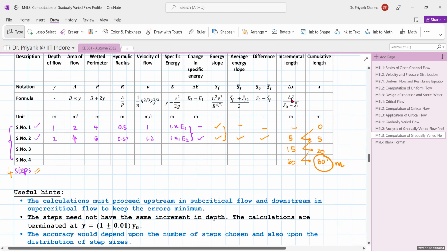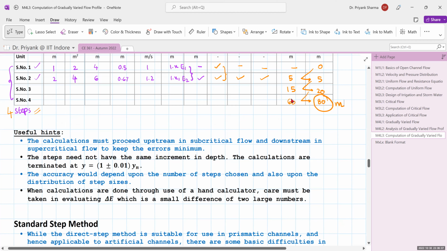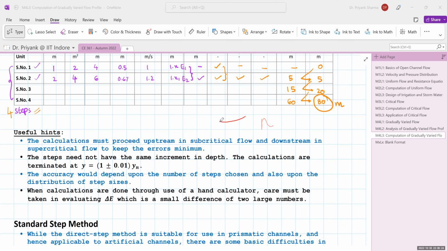Now, there are some useful hints while applying this direct step method. The calculations must proceed upstream in case of a subcritical flow and downstream in case of supercritical flow to minimize the errors. Okay, so let us say if you have a dam and you get an M1 profile, so you start from this point and proceed in the upstream direction because it is a subcritical flow. And if it is a supercritical flow, then you take this and then proceed in the downstream direction so that your errors are minimized.